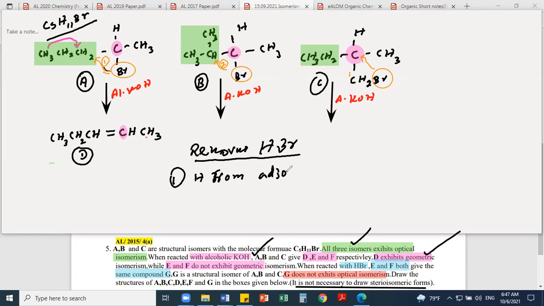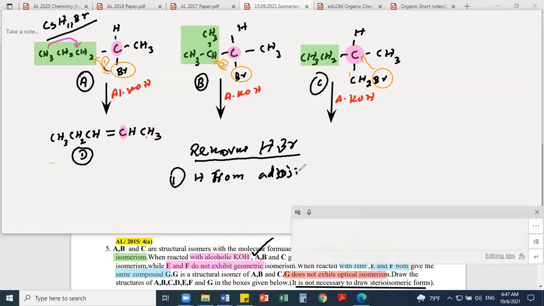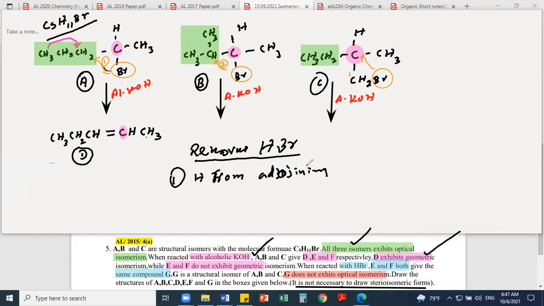Now, the other most important thing: to remove hydrogen from the adjoining carbon, there must be hydrogen on it. Do you understand what I'm saying? Otherwise, if there is no hydrogen on it, then you can't remove it. I'll give one example.